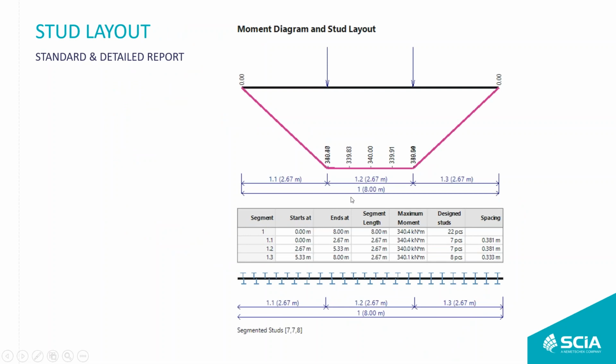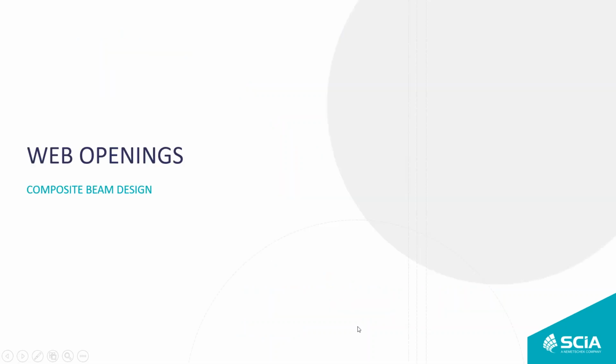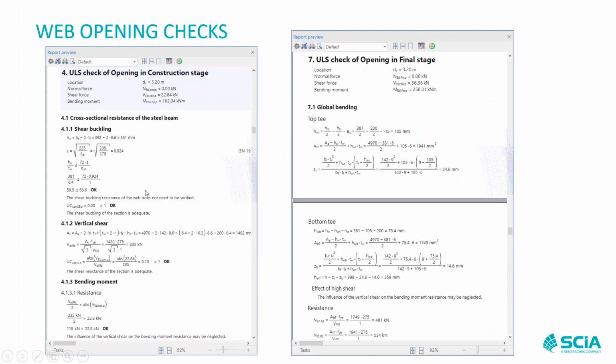And here you see the stud layout. So here it's offering you two layouts, one uniform and one segmented. It's maybe not the best choice because in this case, they're almost the same number, but in some cases you will see that in this area you will get much fewer studs. And here in the web openings checks, I've added some examples of what is supported.